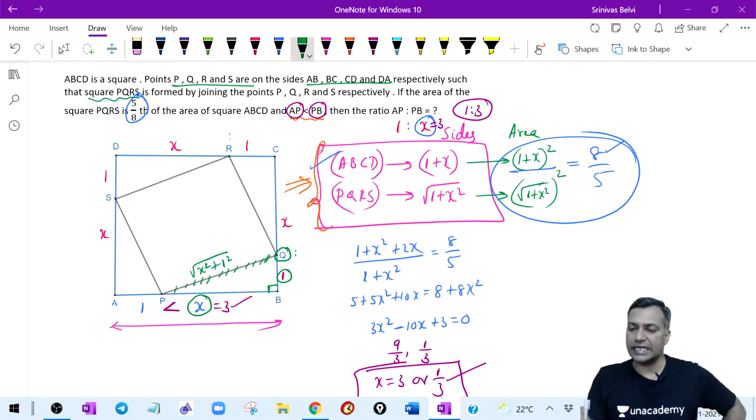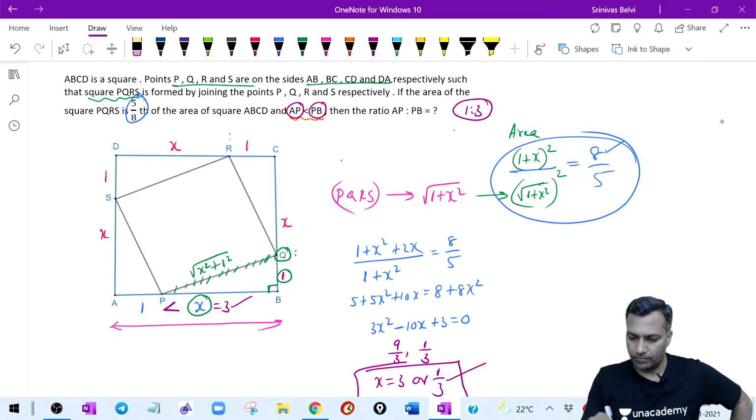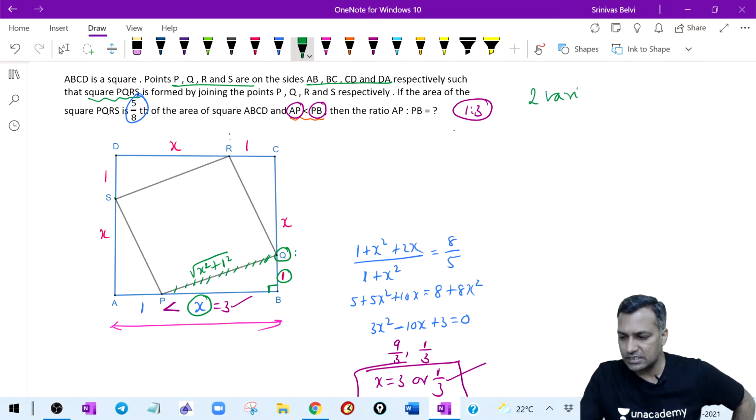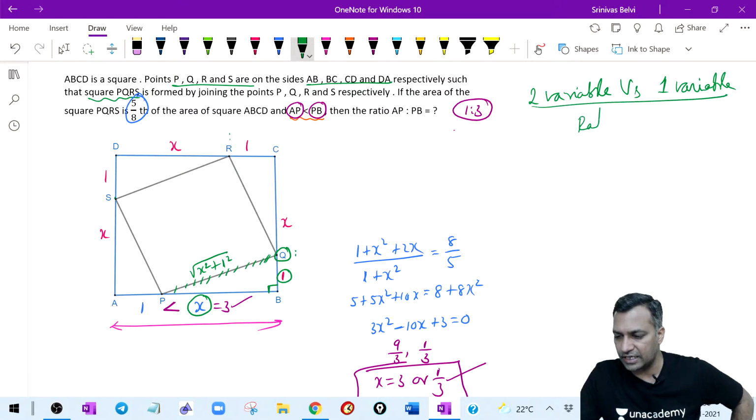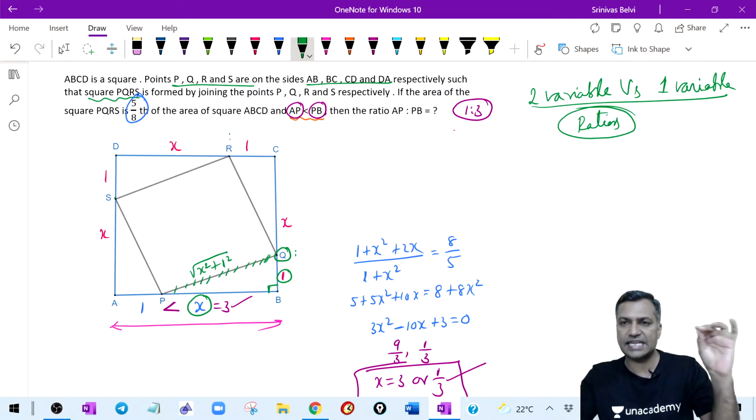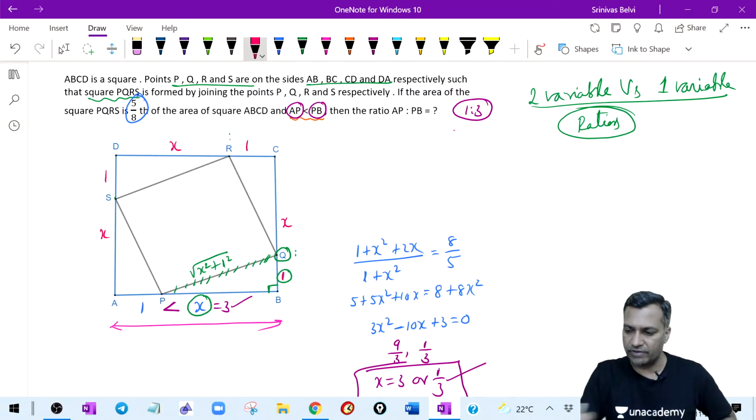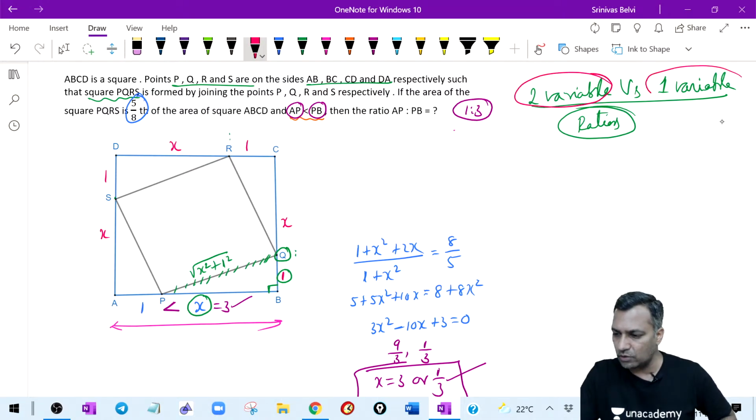Keval, this is the trick. Whenever the ratios come, we don't use the two variable concept. It's two variable versus one variable, which is a profound algebra concept that we use in ratios. It's profound in the sense that it saves time. It becomes faster. Instead of two variables, I have only one variable.